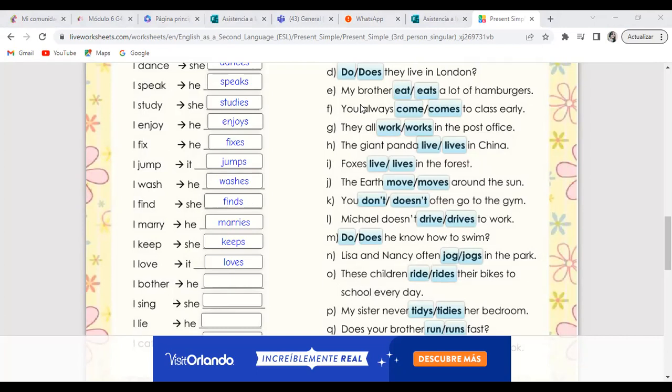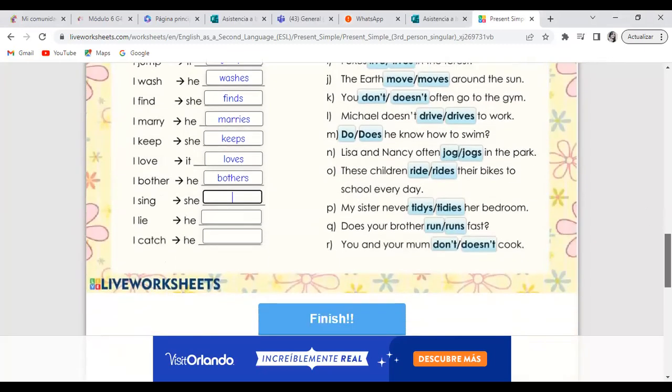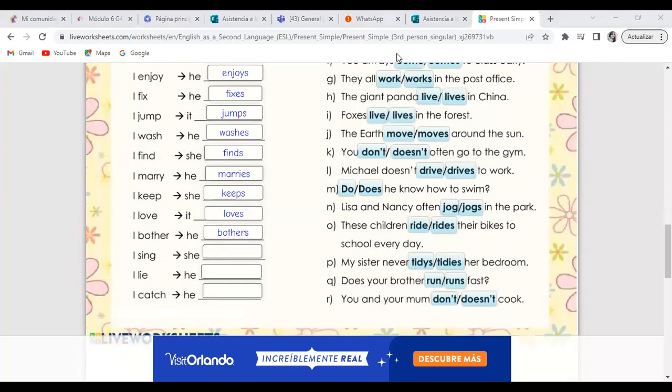What is? We bothers. She bothers me, or he bothers me a lot. Okay, bothers. And she sing. She sings beautifully, all right? She sings. Lie. Lie also means mentir. Well, we can say he lies a lot.